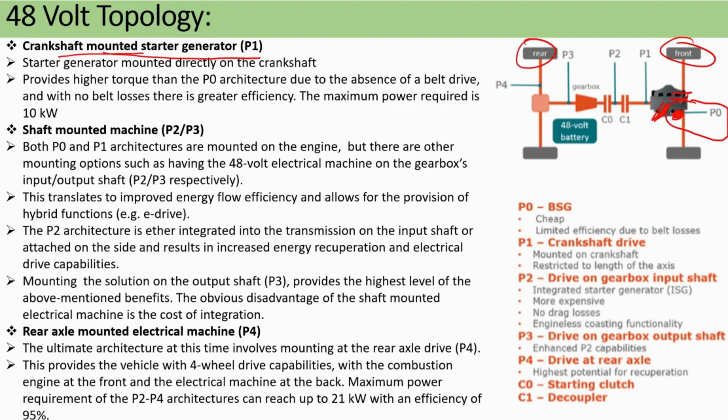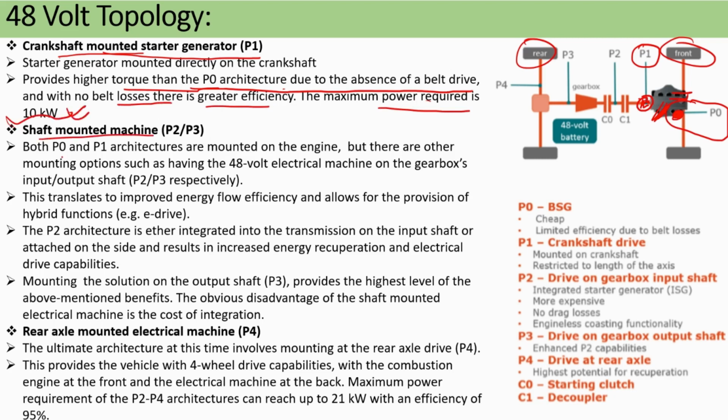In this, it is mounted here itself, so it provides higher torque than the P0 architecture. So this is your P1. If you are putting this BSG system and motors here, it provides higher torque than P0 due to the absence of the belt drive. Here we are removing the belt drive itself. With no belt losses, there is greater efficiency. The maximum power required is 10 kilowatt.